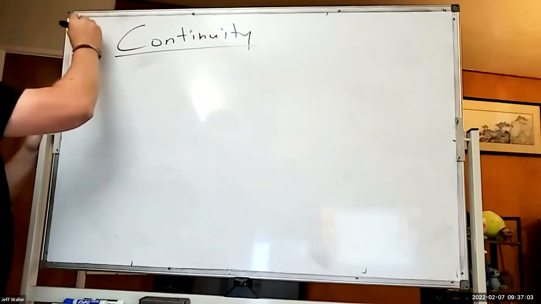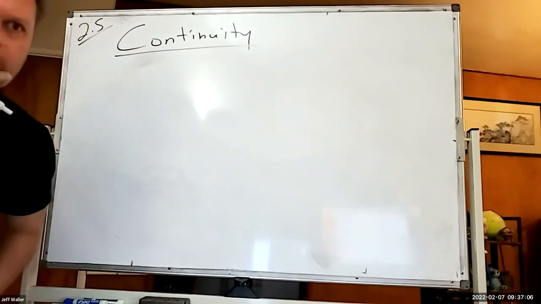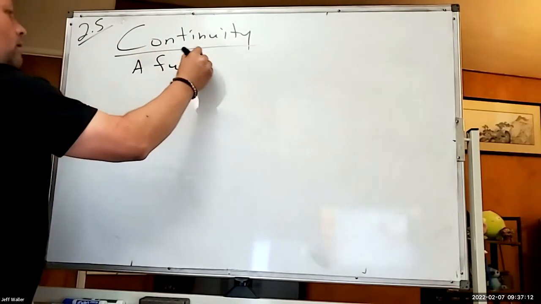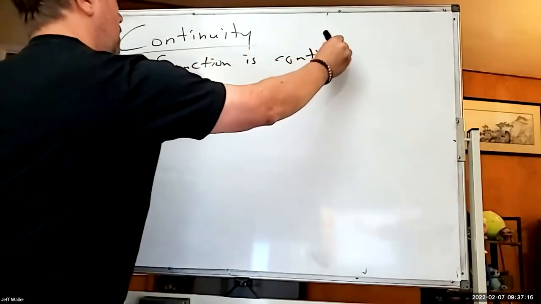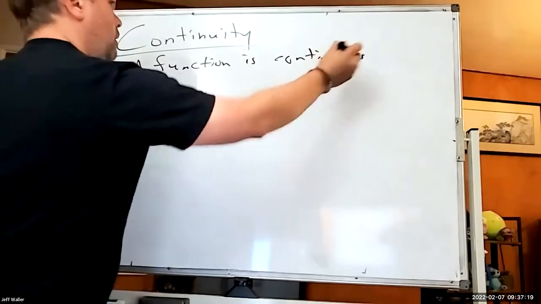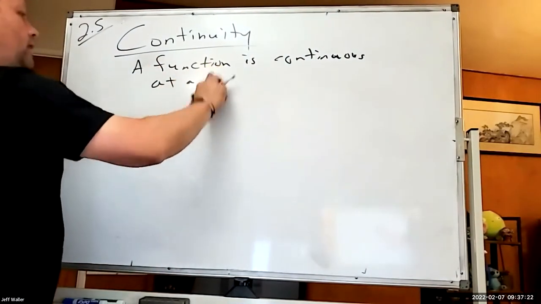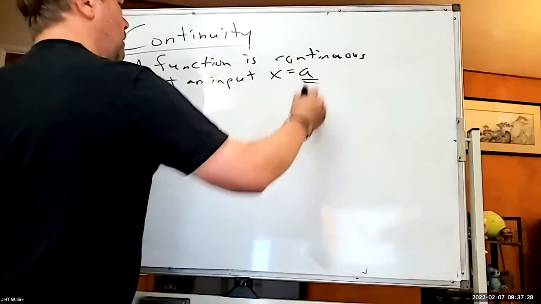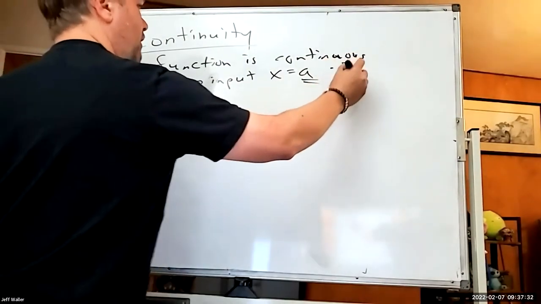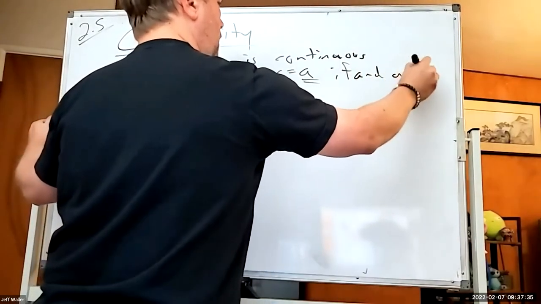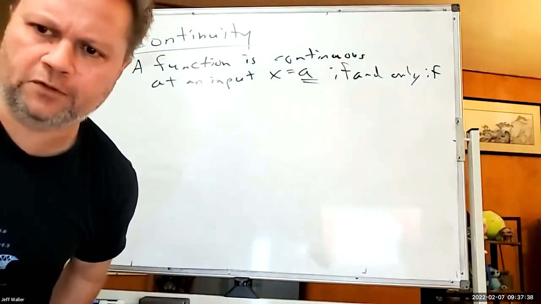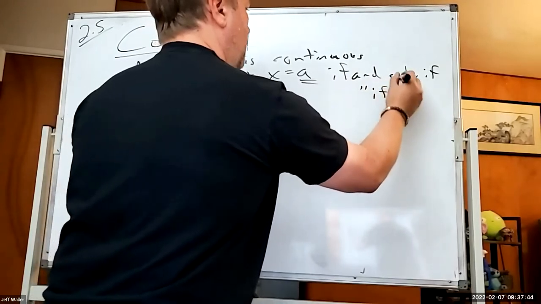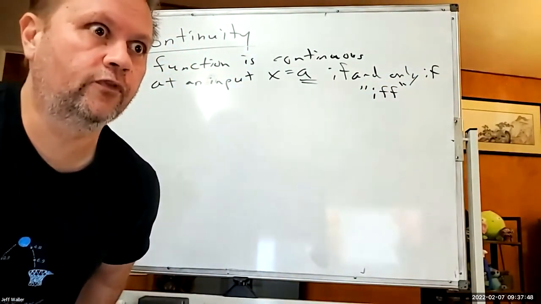So this is section 2.5. Continuous. If I want a function to be continuous at a point, at an input. I don't know if you guys have ever heard if and only if. If and only if means it works both ways. And normally I would write this as iff, if and only if.